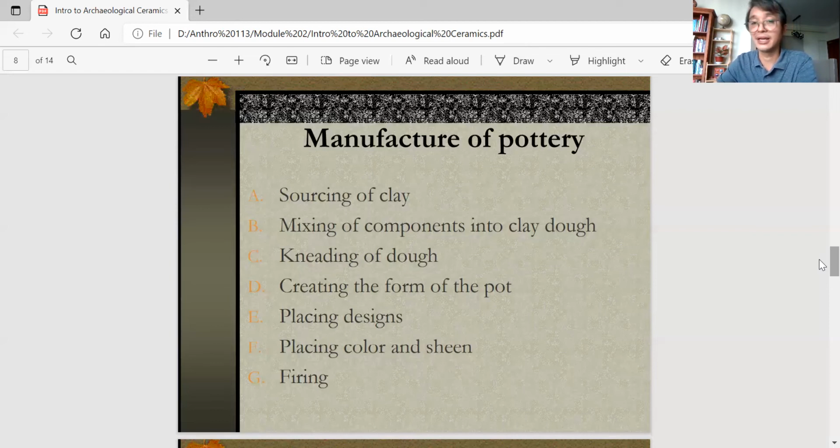And also in Mindanao. Okay, so once you source the clay, you mix the components into clay dough, and then you knead the dough. Okay, so knead, no, parang gumagawa ka ng tinapay, and then you create the form of a pot, no? After that, once you have created the form, you place designs. And after placing the designs, you put on the covering, no? Yung sheen, no, yung glaze. And then you also highlight it with color. You highlight the color part most specifically. And after that, if you have gone through all these things, you could bake the pot, no, in order to finish the process.